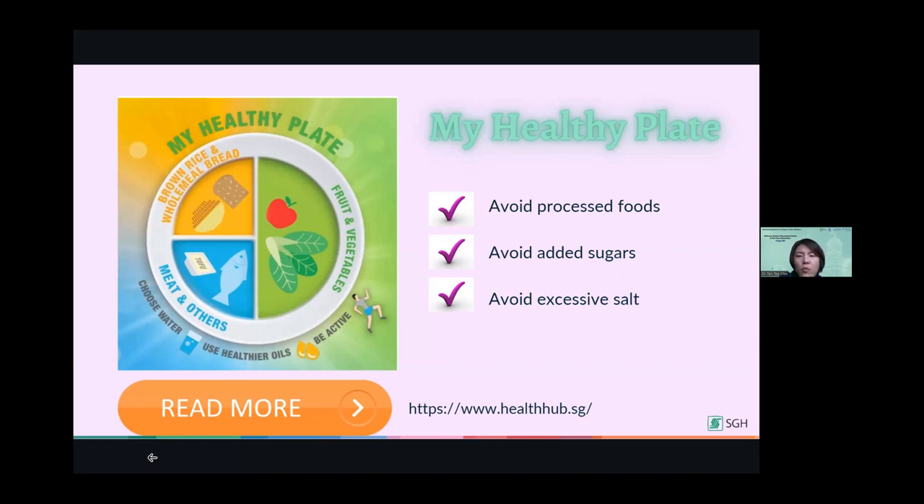Choose water over sweetened beverages most of the time. Use healthier oils when you cook. And it is very important to have a healthy and active lifestyle of at least 150 minutes of moderate to intense physical activity a week if you are able to do so.